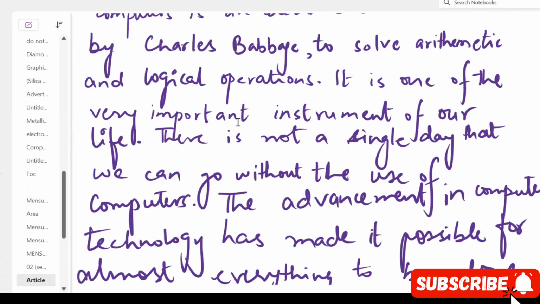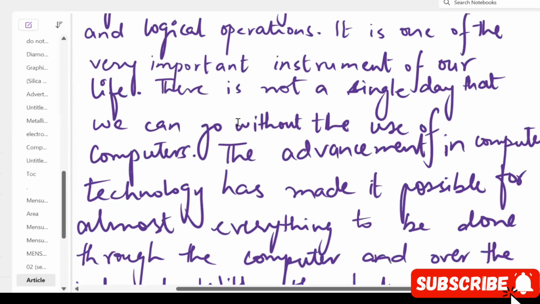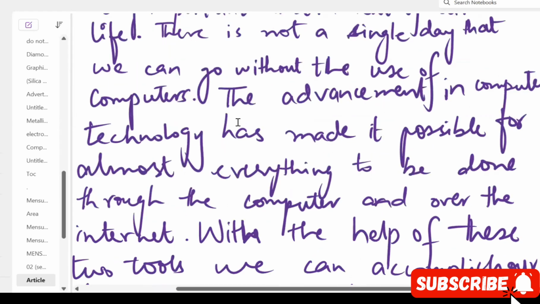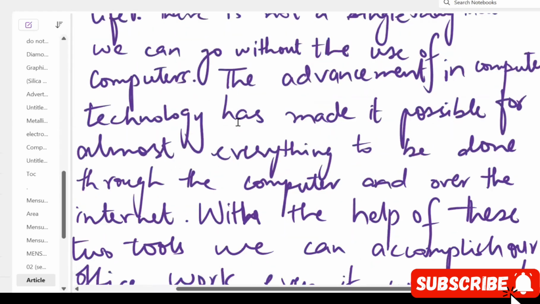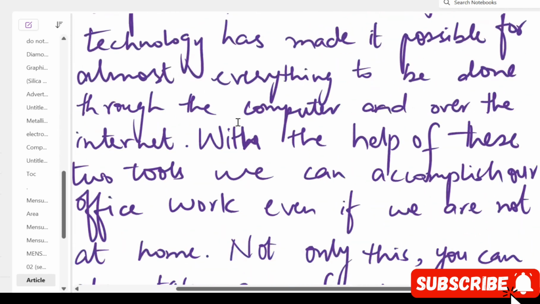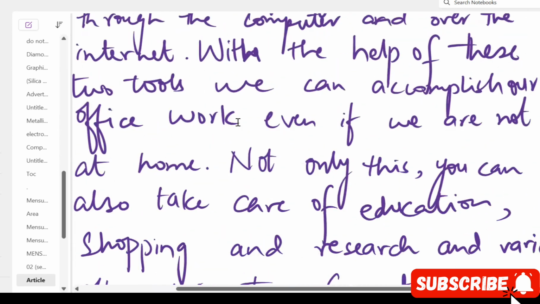We are also mentioning the facts. The advancement in computer technology has made it possible for almost everything to be done through the computer and over the internet. With the help of these two tools, we can accomplish our office work even if we are not at home. What are the tools? The computer and also the technology, all right? The apps, the advancement in technology, the ease which technology has given us, it's quite useful. And also the AI which we can embed these days to get information at the spur of the moment. You can also mention that too.